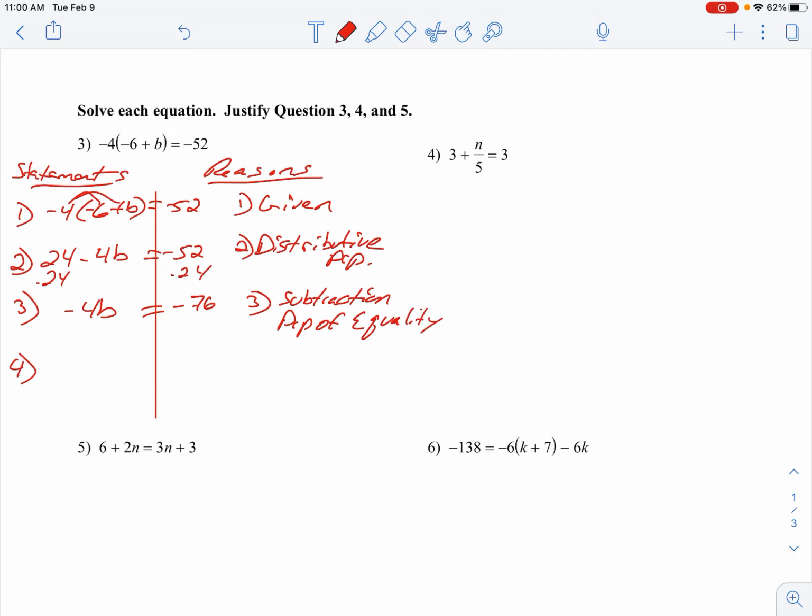Then it's a -4 times b, and the inverse of multiplication is division. So I'm going to divide both sides by -4. Now, as I go through and divide this, again, this is where the silly mistakes are going to happen. You got a -76 divided by -4. Make sure you watch these two negatives are going to make a positive, which in this case is positive 19. So b is 19. We divided, so that is my division property of equality.